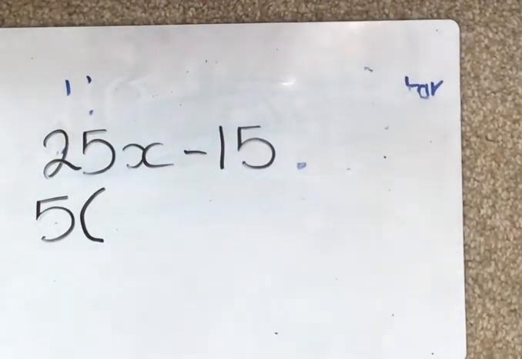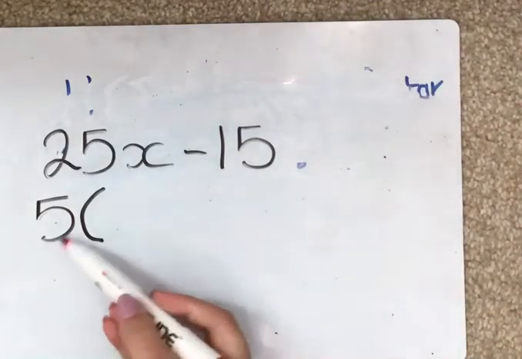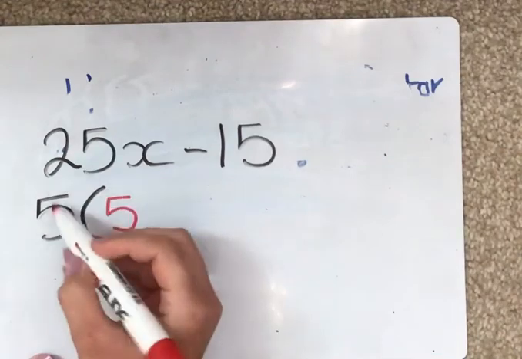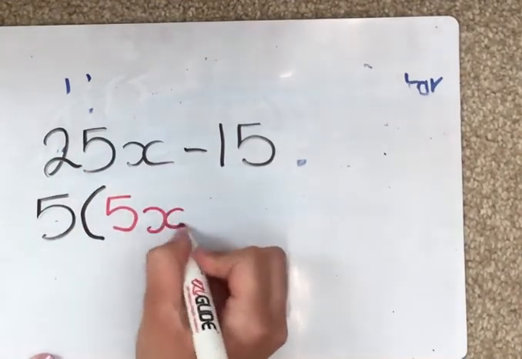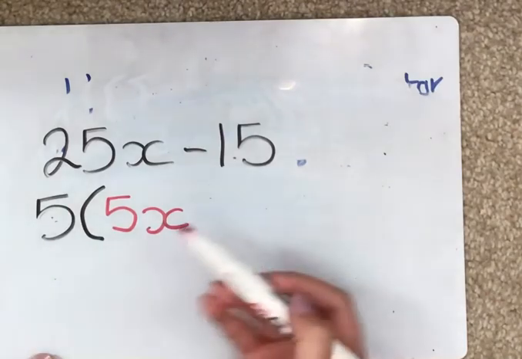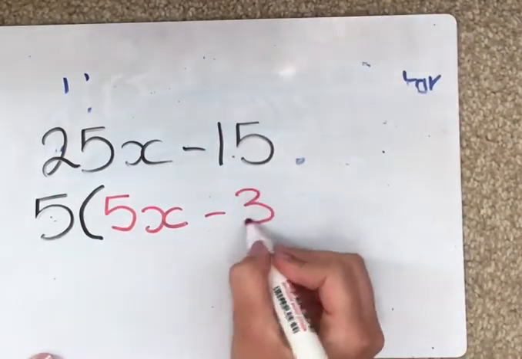Then I think 5 times what gives me 25x? Well, 5 times what gives me 25? Well, that's 5. 5 times what gives me 25x? Well, that's just going to be x. And then I think 5 times what gives me 15? Well, that's 3. So I just write the 3 here.